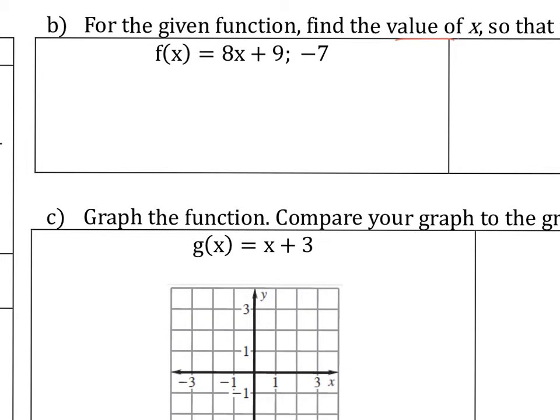Okay, so we have to find out what x is when we're given what f of x is. So substitute -7 in for f of x. Set that equal to ax plus 9. Then subtract 9 from both sides to get -16. And x would be -2.